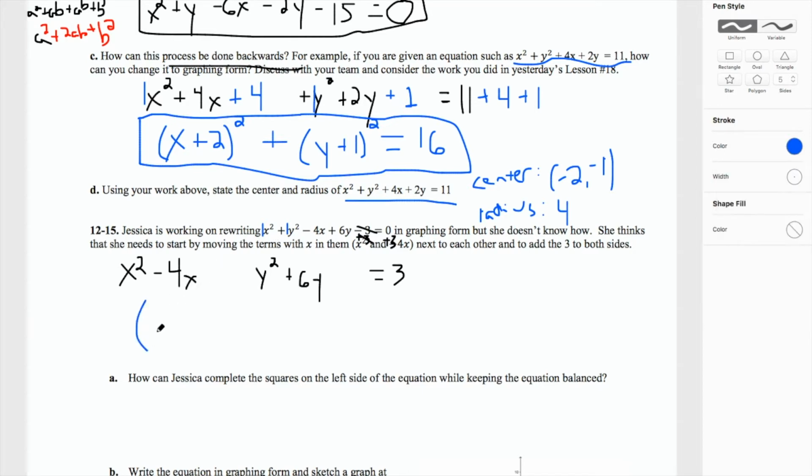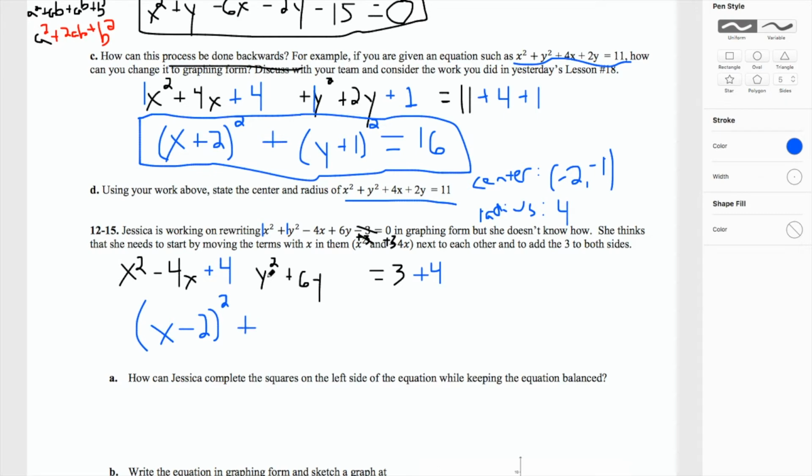Okie dokie, let's figure out what perfect squares I need to do. Well, this is kind of similar to up top here. Half of b is -2. -2 squared is 4. So we need to add 4 to both sides. And our perfect square here, as far as the x's are concerned, is x minus 2 squared.